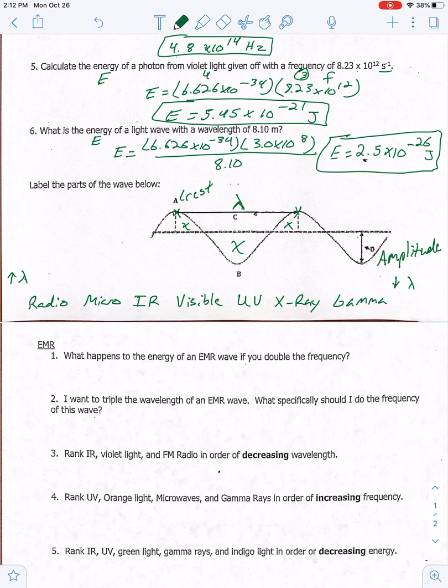Radio, this left side, is going to have a very low frequency. Gamma is going to have a very high frequency. Frequency is the number of waves in a second. If you have long wavelengths, you cannot fit as many waves in 1 second. If you have short wavelengths, then you can fit more in 1 second. Radio is going to have very low energy, and gamma is going to have very high energy.